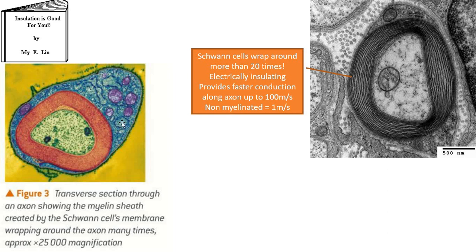The colour has been added on by a computer. We don't see colour from them. And we can see the magnification of about 25,000 here. And you can see the myelin sheath goes around the axon, which is in the centre, and I've got another example here which is not in colour.